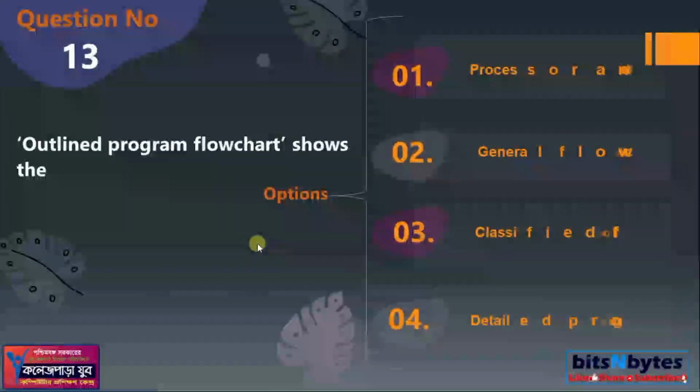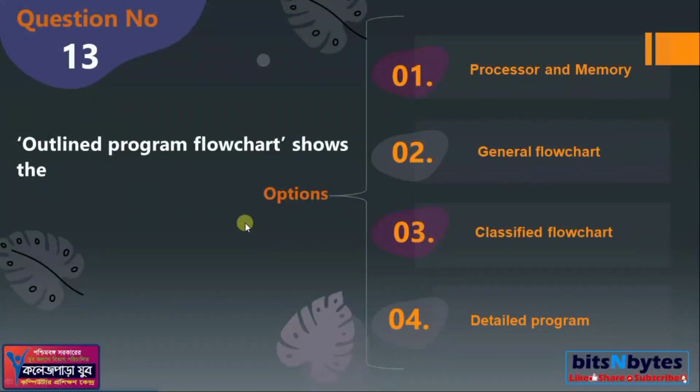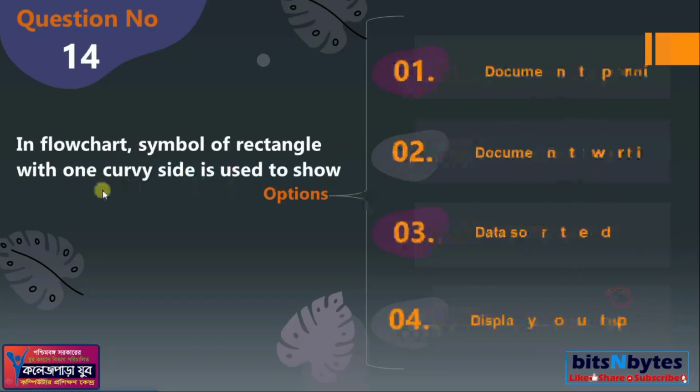Question 13. Outlined program flowchart shows the 1. Processor and memory. 2. General flowchart. 3. Classified flowchart. 4. Detailed program. Answer: general flowchart.